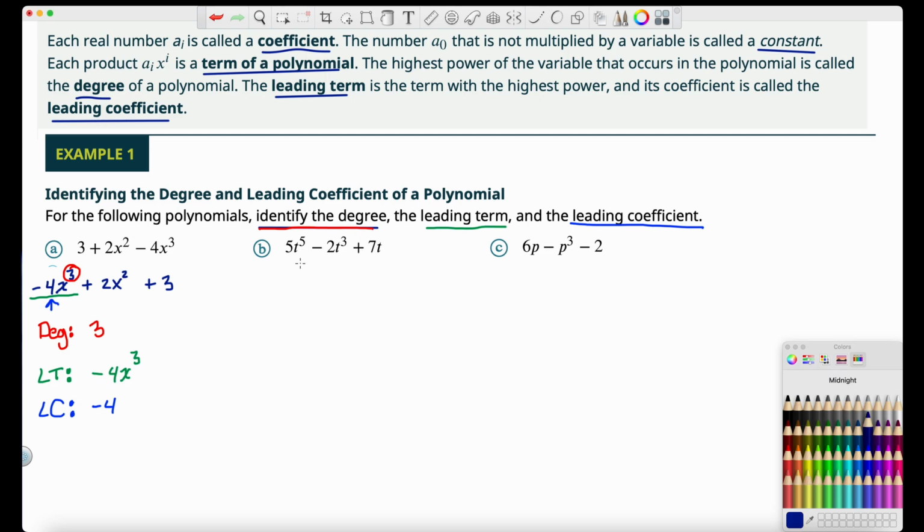Okay, our next one's already in descending order, so I don't have to rewrite it. So my degree here is going to be 5, because that's the exponent on the leading term. The leading term is going to be 5t to the 5th. And the leading coefficient is also 5.